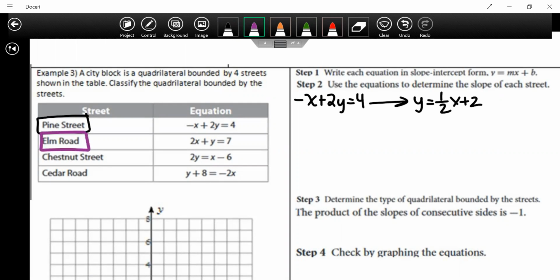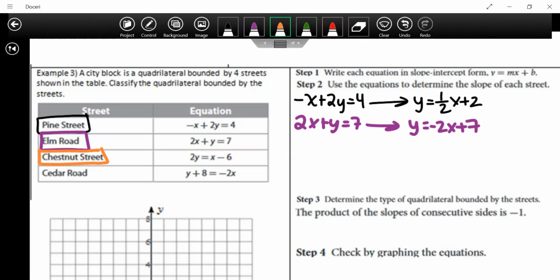Elm Road is going to be 2x plus y is equal to 7. I'm going to convert that one into y is equal to negative 2x plus 7, subtracting over the 2x.